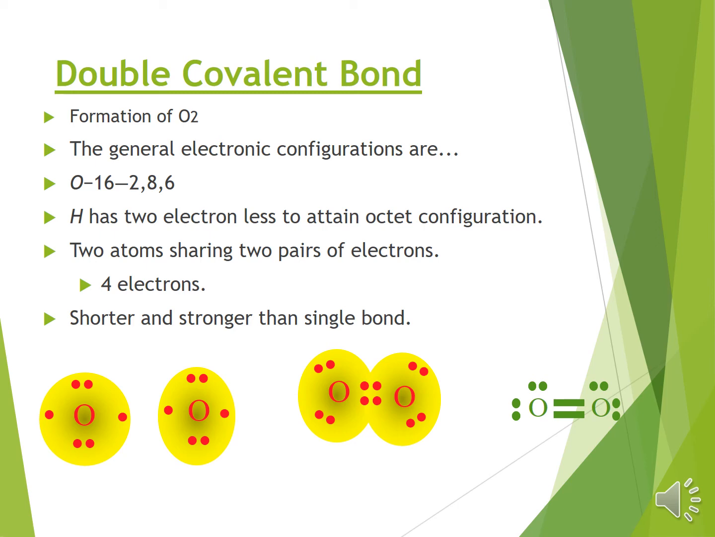So they are going to share 2 electrons with each other. So sharing of total electrons is 4. So as 4 points are there, it will form 2 lines and it is called as double covalent bond. It is shorter and stronger than the single covalent bond.